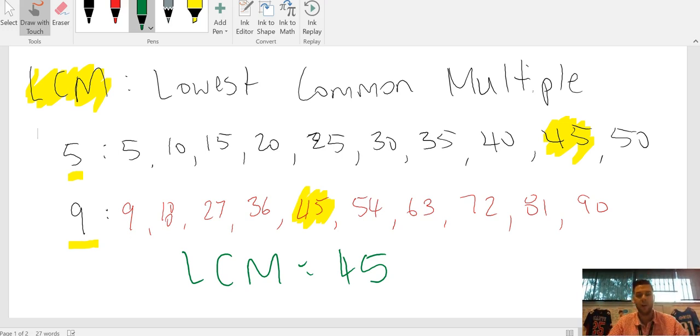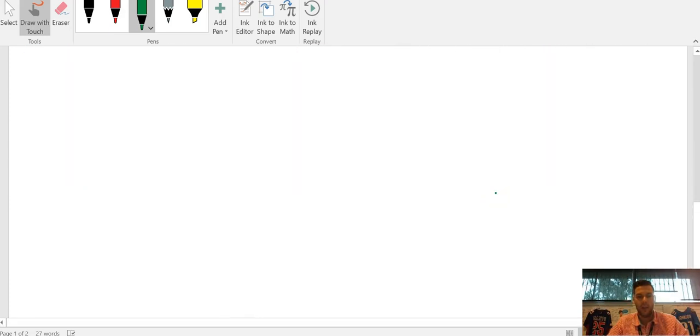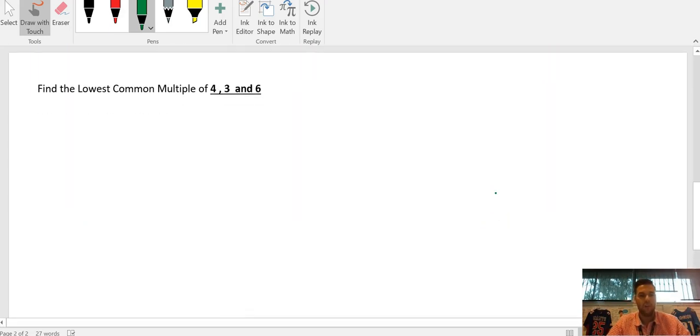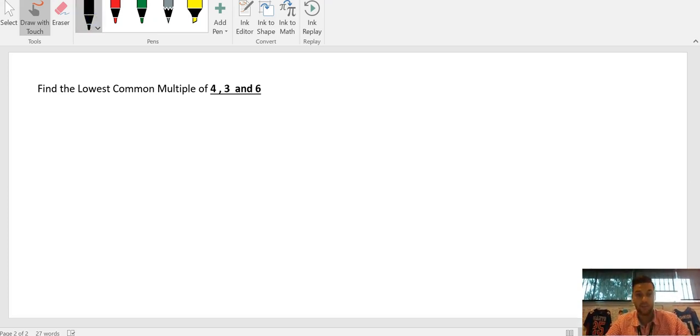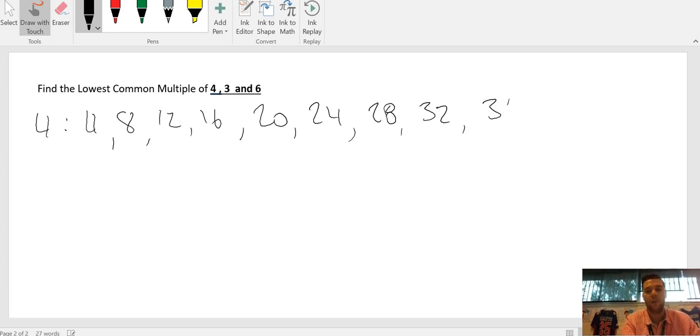Okay, so let's go a little bit further down, and let's do a little bit trickier question. Find the lowest common multiple of 4, 3, and 6. Okay, so let's start with our 4s then. We need to list out our numbers. 4, 8, 12, 16, 20, 24, 28, 32, 36, 40. And remember, I stop at my 10 times, so let's stop there.